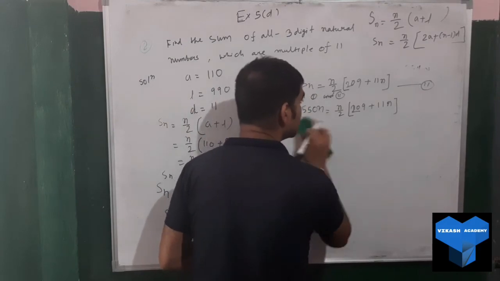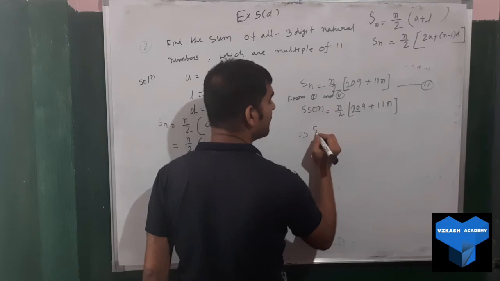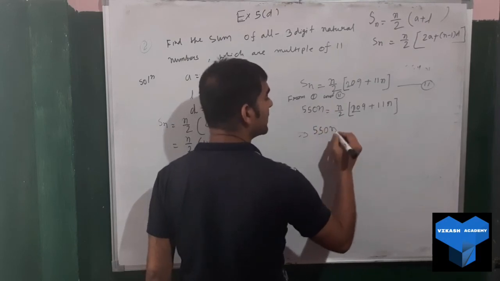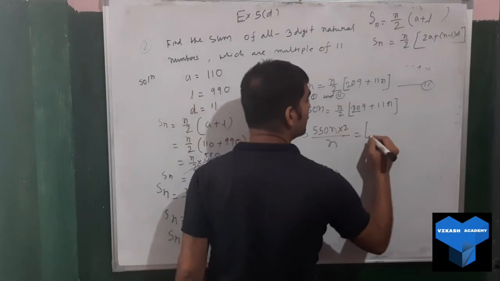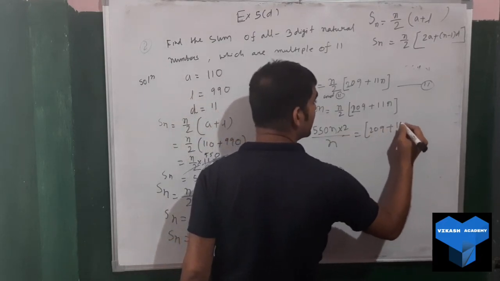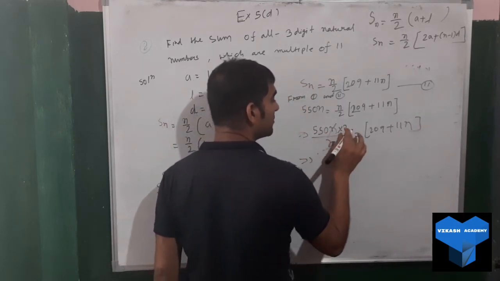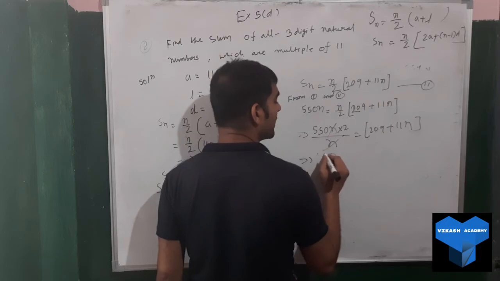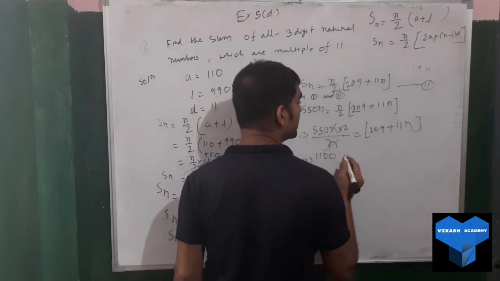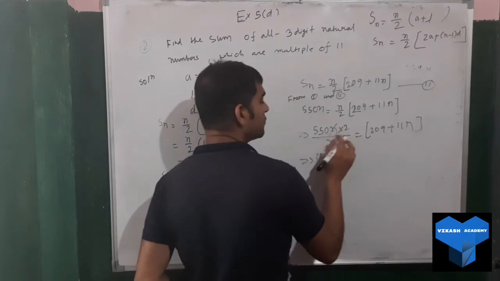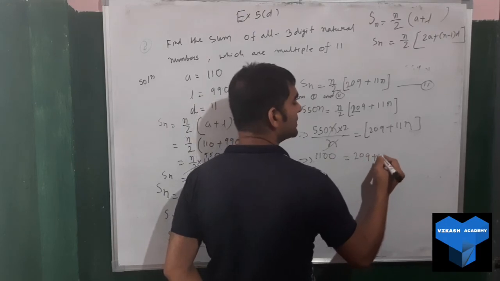So when you bring this side, it will be 550n. Then 2 will multiply here and this n will divide, equal to 209 plus 11n. Then n and n will be cancelled. When you multiply with 2, we will have 0, 2 5s are 10, 2 5s are 10, 1 11. Okay, we got 1100 is equal to 209 plus 11.